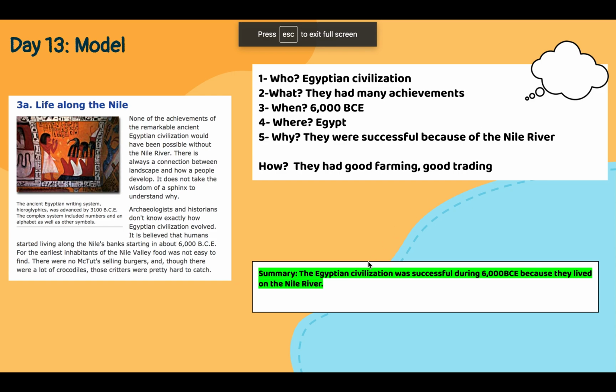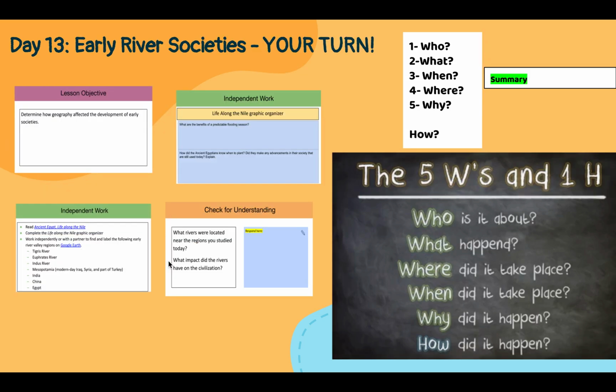And this is just an example of what your notebook or your worksheet might look like when you are annotating on the side for information that you're reading in the text. So now you're going to have your turn at using this strategy, 5 W's and an H, in Unit 2, Day 13, Early River Societies.